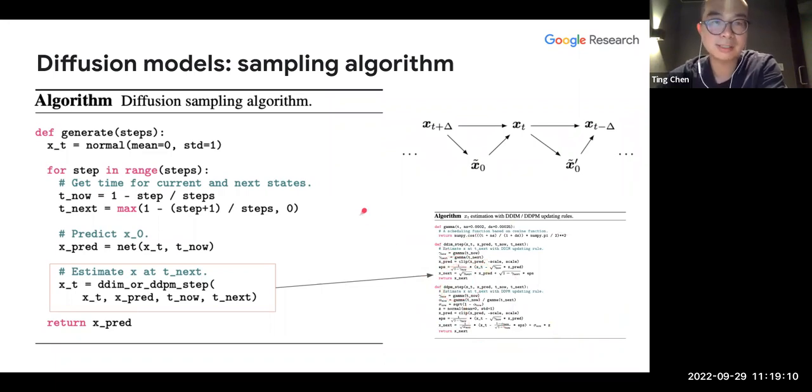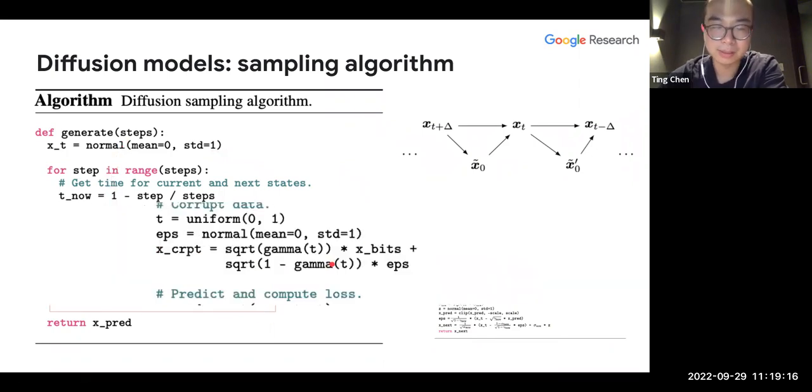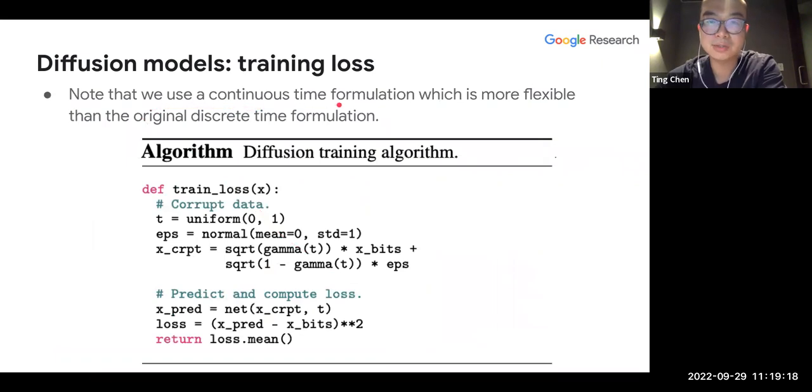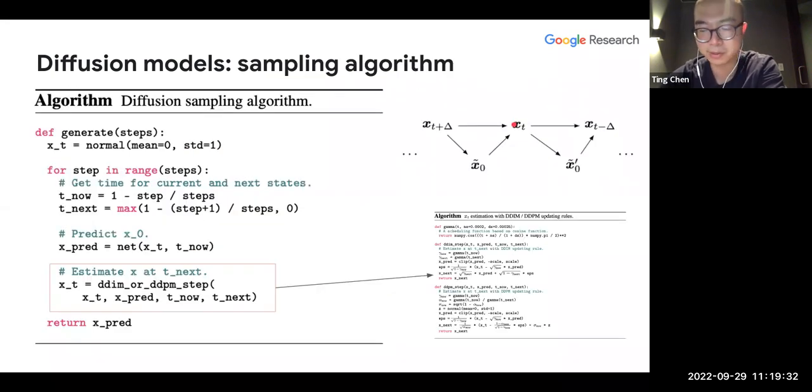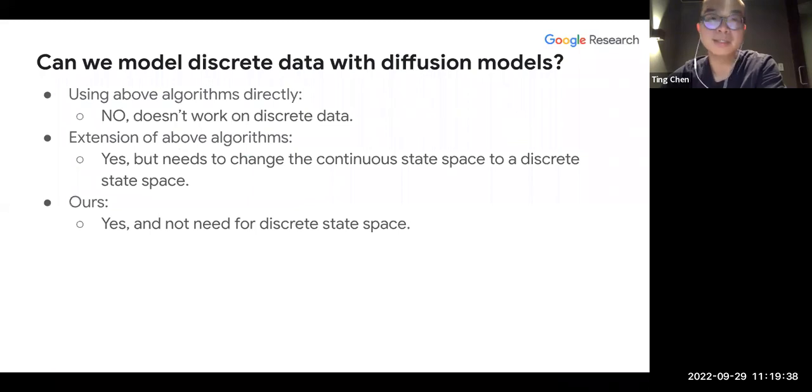And one thing to notice here is that the formulation I use here is a continuous time formulation, which is more flexible. So the time is between 0 and 1 continuously, instead of the original discrete time formulation. This is a bit more flexible, but in essence, they're quite similar. Okay, so that's basically the diffusion models for continuous data.